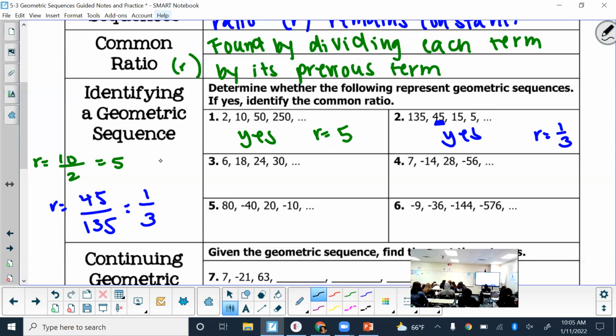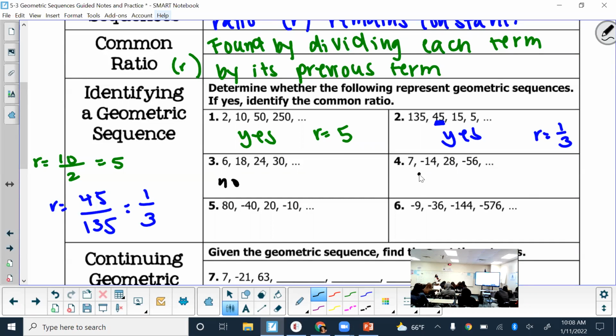All right, try 3 through 6 on your own, and then we'll review the answers in about a minute. So figure out if it's a geometric sequence, then identify the common ratio. Yes or no? So what you probably did was 18 divided by 6, one term by its previous term, and got 3. But when you keep going, 18 times 3 is 54, not 24. So no, that tells you it is not a geometric sequence if it doesn't have a constant ratio.